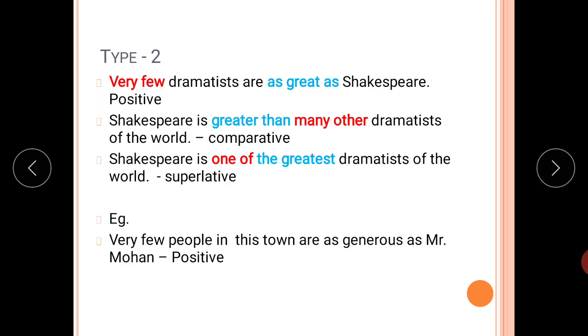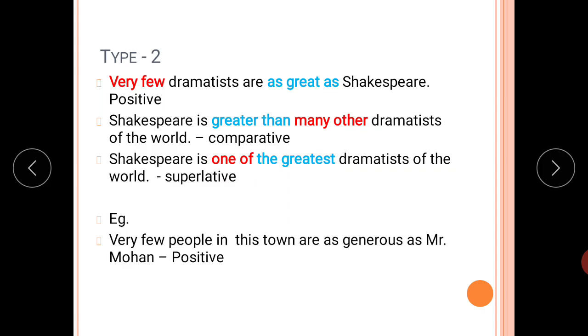So here I missed out something. Very few dramatists of the world are as great as Shakespeare. I just missed out the phrase "of the world" there. Okay, so hope you understand. Very few is the clue word for the positive. Many other is a clue for comparative. One of is the clue word for the superlative.